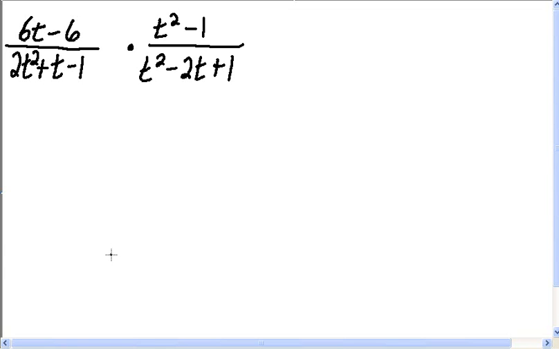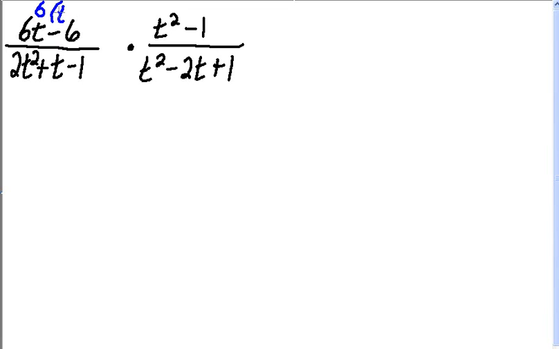Hi, this video will demonstrate how to multiply rational expressions. So notice that I have a multiplication sign between the two. So in that case, I want to jump right in here and start factoring all my different numerators and denominators. So here I have 6t minus 6. All right, so I can factor that by pulling out a 6, and I'm left with t minus 1.